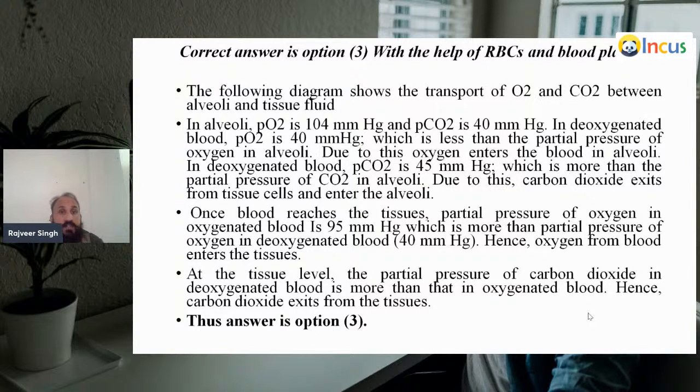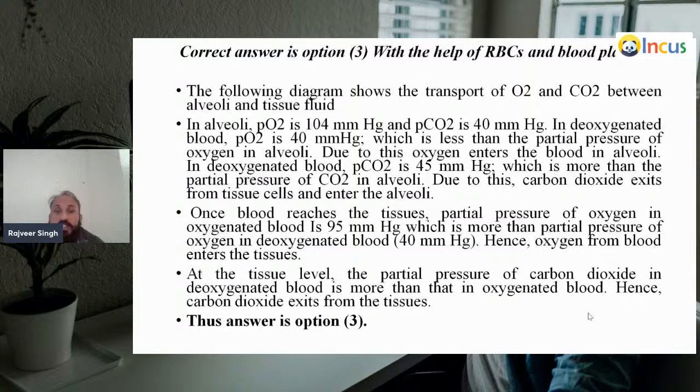Okay. In the alveoli, PO2 is 104 mm of Hg and PCO2 is 40 mm of Hg. In deoxygenated blood, PO2 is 40 mm Hg, which is less than the partial pressure of oxygen in the alveoli. Due to this, oxygen enters the blood in the alveoli. In deoxygenated blood, PCO2 is 45 mm of Hg, which is more than the partial pressure of CO2 in the alveoli. Due to this, carbon dioxide exits from the tissue cells and enters the alveoli.